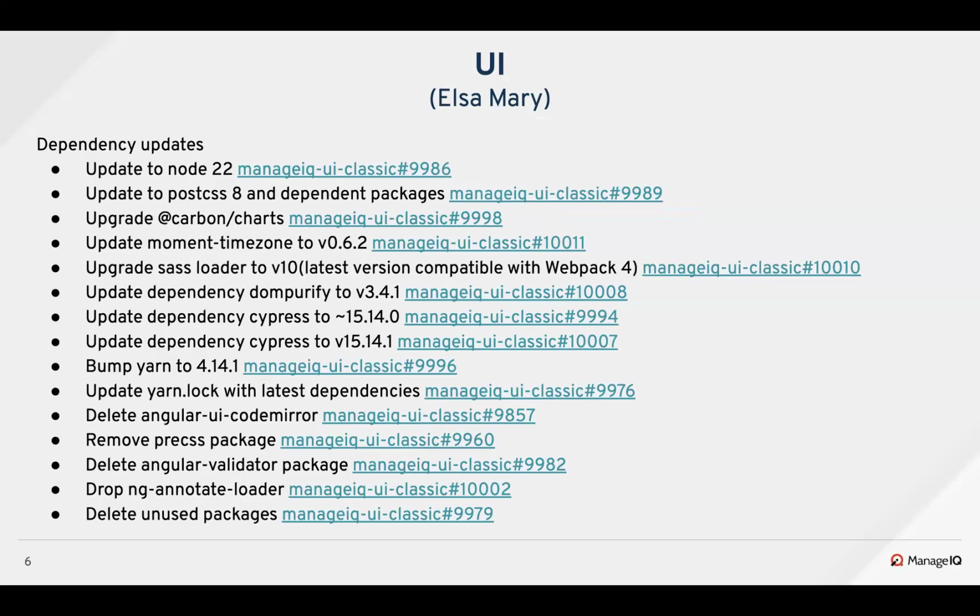For dependency updates, we have updated several packages like Node. It was updated to 22. PostCSS and its dependent packages have been updated. Carbon charts, Moment Time Zone, SAS Loader, DOM Purify, and Cypress were also updated. And we have bumped Yarn to version 4.14.1. Also, Yarnlock was updated with the latest dependencies, and several packages were removed, like Angular UI Code Mirror, pre-CSS package, Angular Validator package, and also several other unused packages were deleted. Next slide.